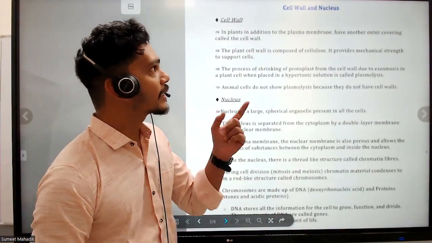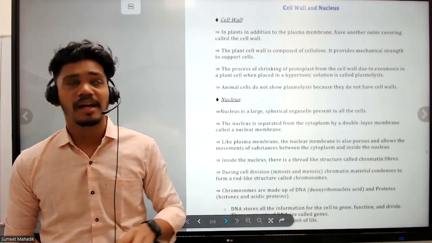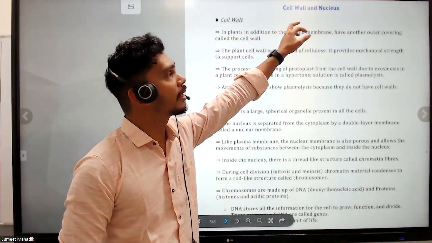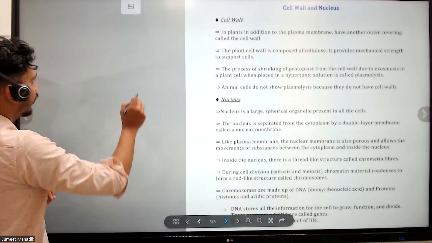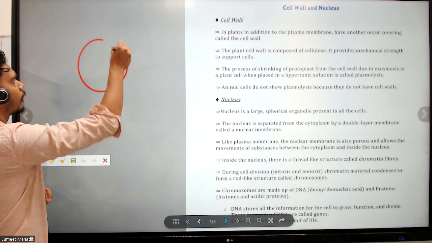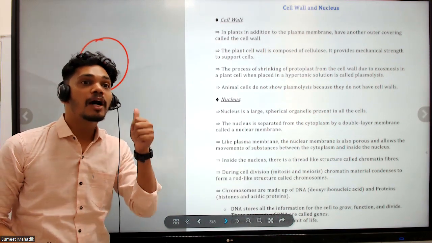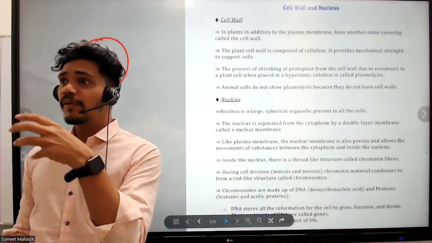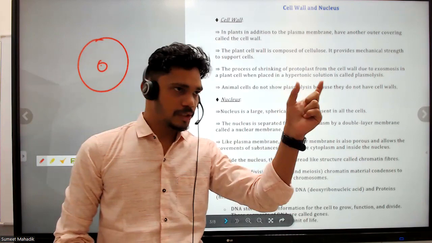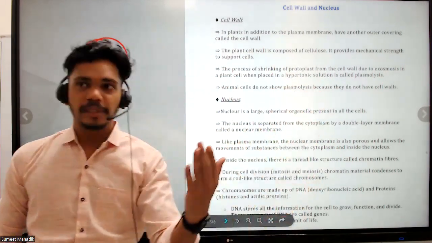Okay, so in the last and previous lectures, we talked about endosmosis and everything, right? Now we're going to talk about the cell wall and nucleus. When you talk about the cell, the cell is a structural and functional unit of life. Do you agree with this? When you talk about the fundamental unit, that means structural and functional should be there. Yes or no? Yes, it has to be there, right?